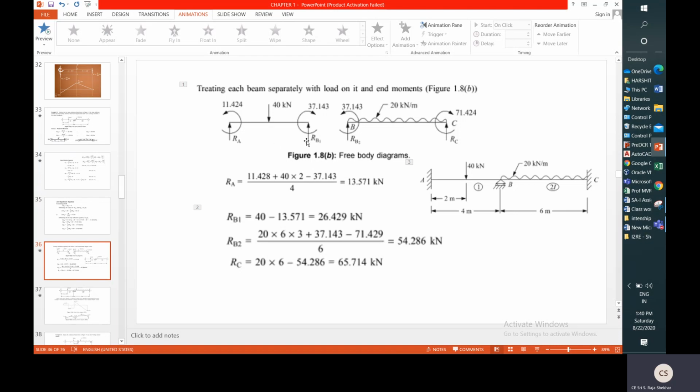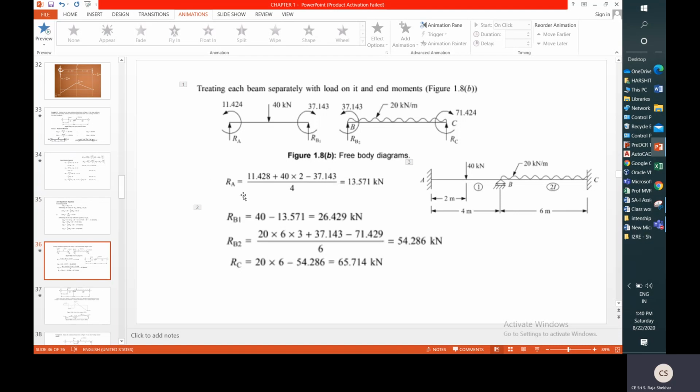Okay, here I am considering taking moments about this support B. Moment about B is equal to RA into 4. I am considering clockwise moments as negative and anti-clockwise moments as positive. So this is anti-clockwise, that is 11.428. This is a moment, and another force is there, 40 kilonewton. This is 40 into this distance, which is 2 meters. 40 into 2 minus, here another moment is there, this is a clockwise moment, this is 37.143.